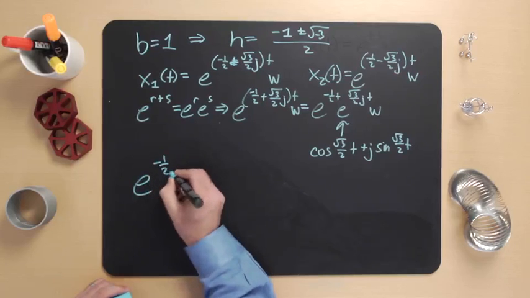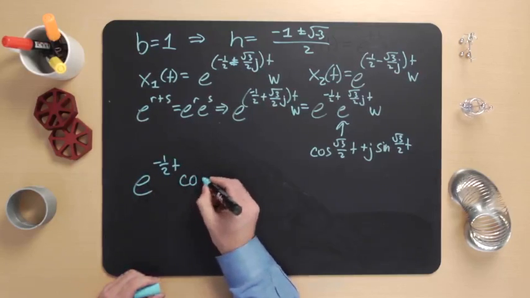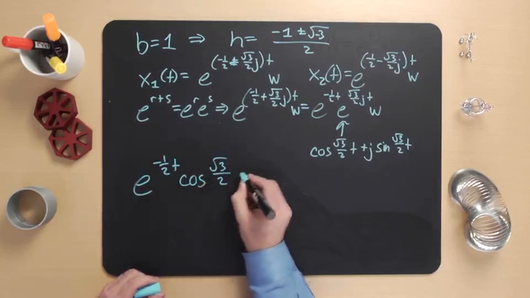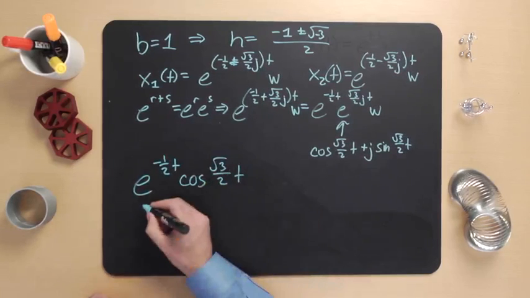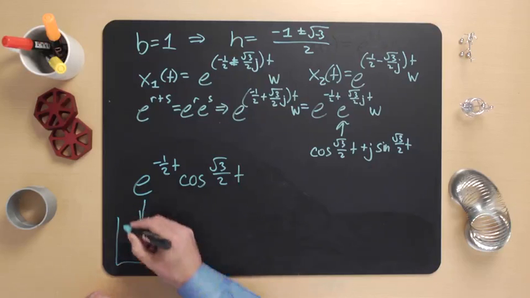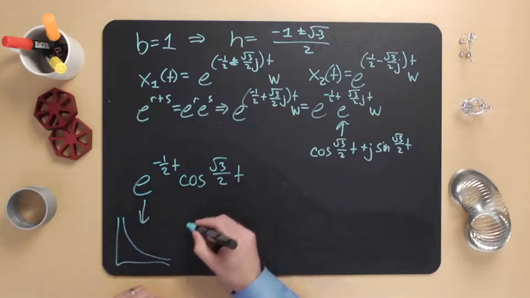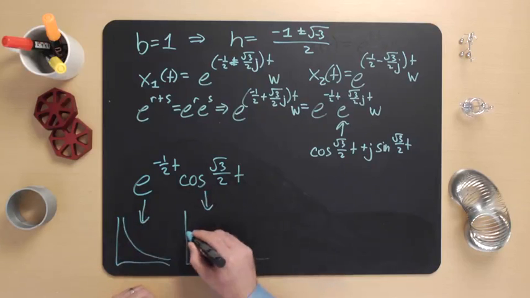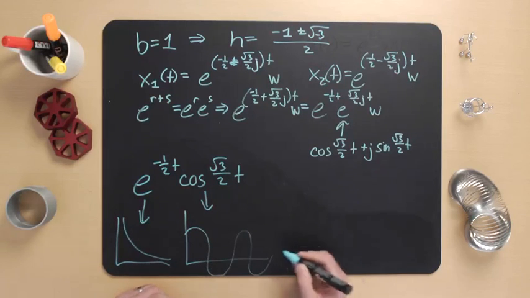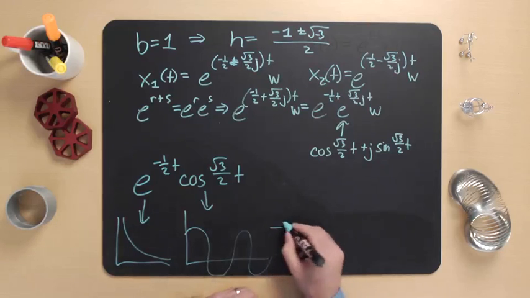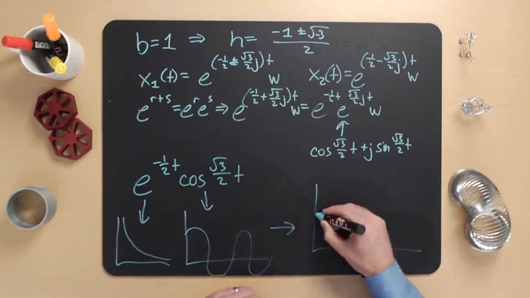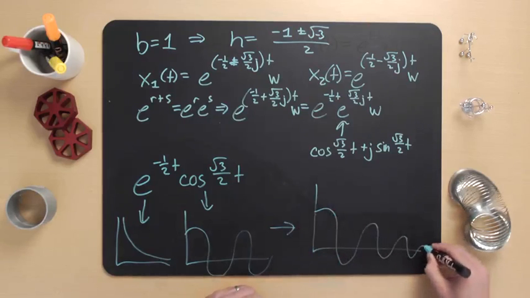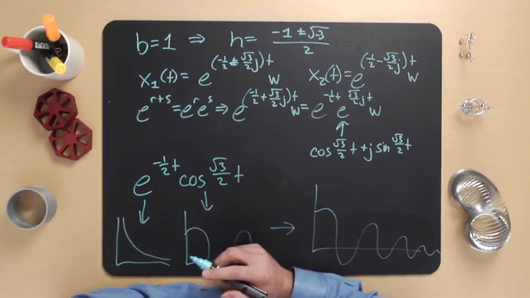To visualize this, a plot of e to the minus 1/2 t times cosine of the square root of 3 over 2 t is helpful to look at. In particular, the exponential term, its plot looks something like this, while the cosine term looks something like that. Together, they would look like a decaying oscillation. So what should you remember from today? Remember that exponential solutions can both represent oscillation and decaying oscillation.